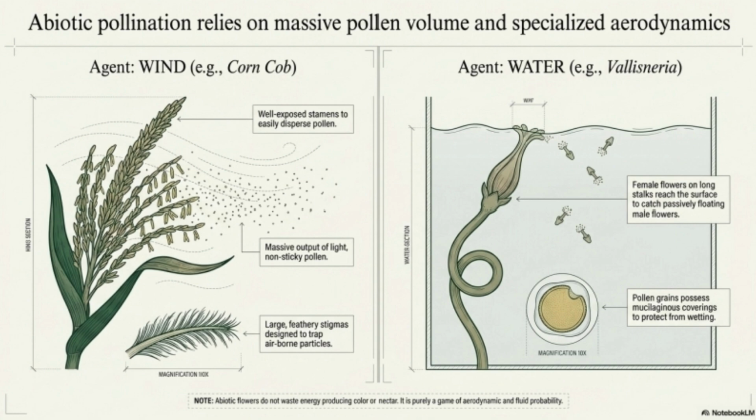Water-pollinated plants, like Vallisneria, display a different strategy. The female flowers float on incredibly long stalks right at the water's surface to catch passively drifting male flowers. And to protect their valuable cargo from getting soaked, the pollen grains are shielded by special mucilaginous coverings. Notice how these flowers aren't colorful or full of nectar. That's because wind and water don't care about pretty colors. Energy is strictly saved for mechanics.